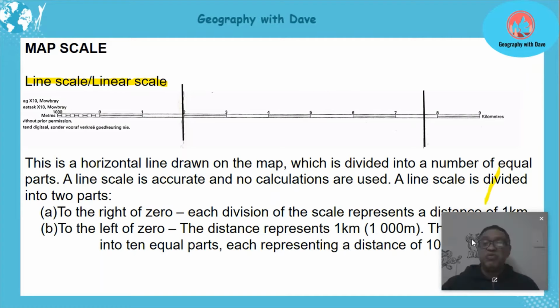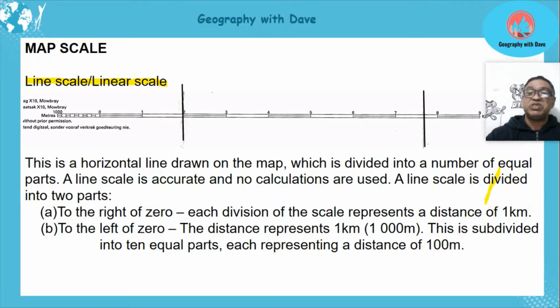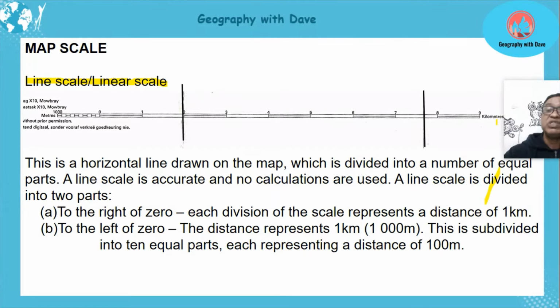If I can move my face down here, besides scratching my notes. Now what do I notice here? It's a line across. So it's a horizontal line drawn on the map. Generally, if you find the maps the way they're designed for our exams in South Africa, this line scale is just at the bottom of the map area. You'll just find a line there at the bottom and you'll recognize this, which is divided into a number of equal parts.